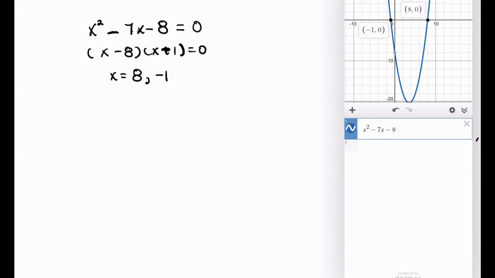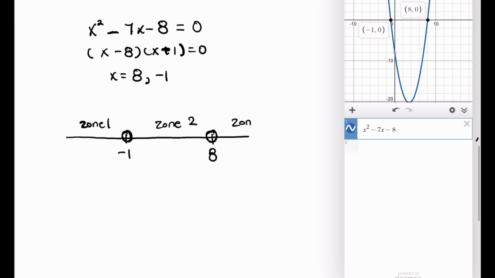So I graphed it for you. As you can see, positive 8 and negative 1 are the values. Now, if you look at the x-axis, you can actually break it up into regions. The zeros, meaning the x-intercepts, are at negative 1 and at 8. There's zone number 1, to the left of negative 1, and I'm just going to put an open circle here. Then zone number 2, the middle, and I'm going to put another open circle, and I'll explain the reason in a sec. Then that's zone number 3, and it goes to infinity.